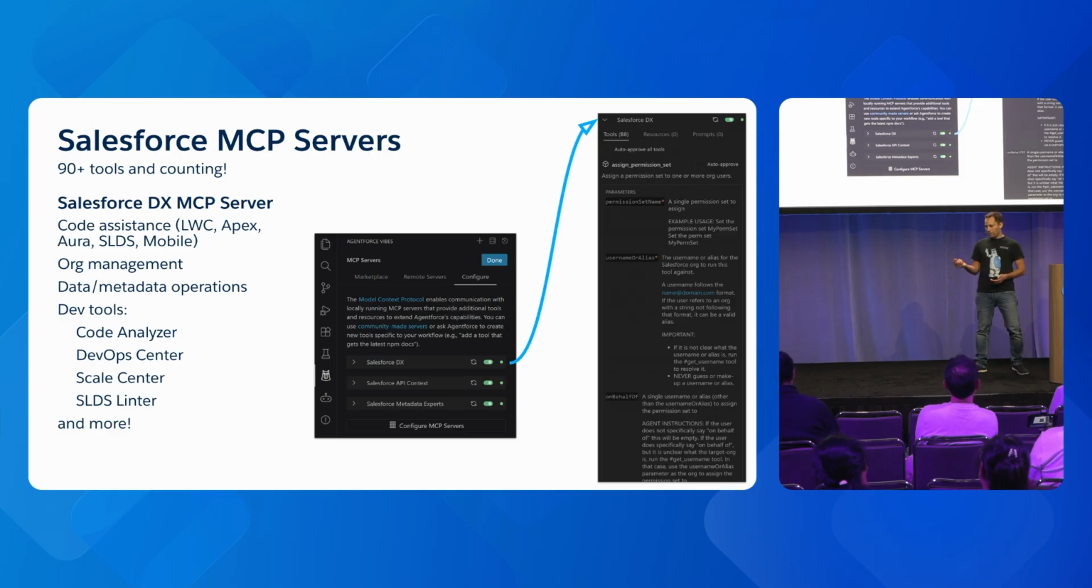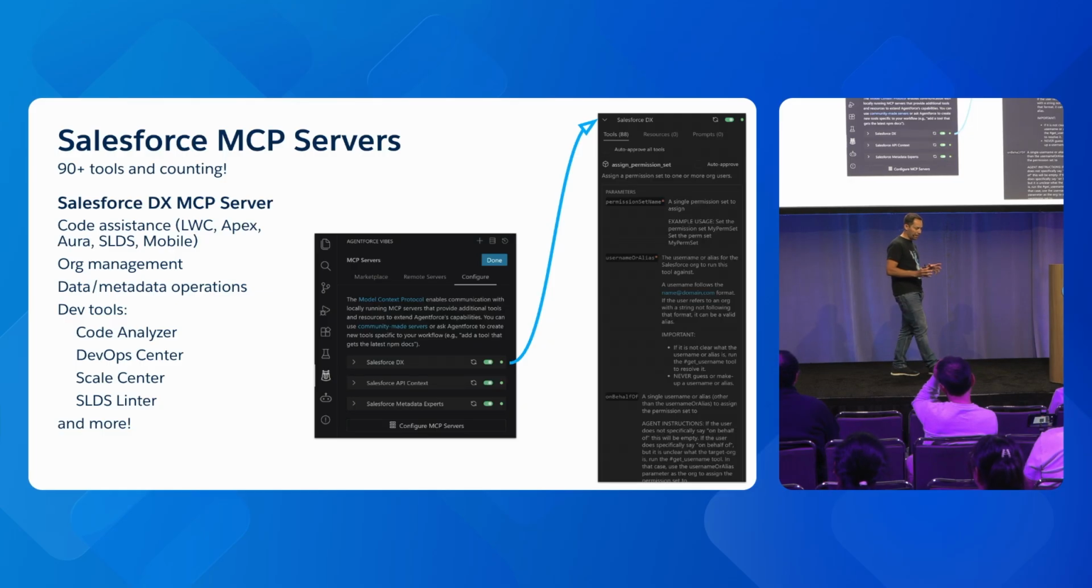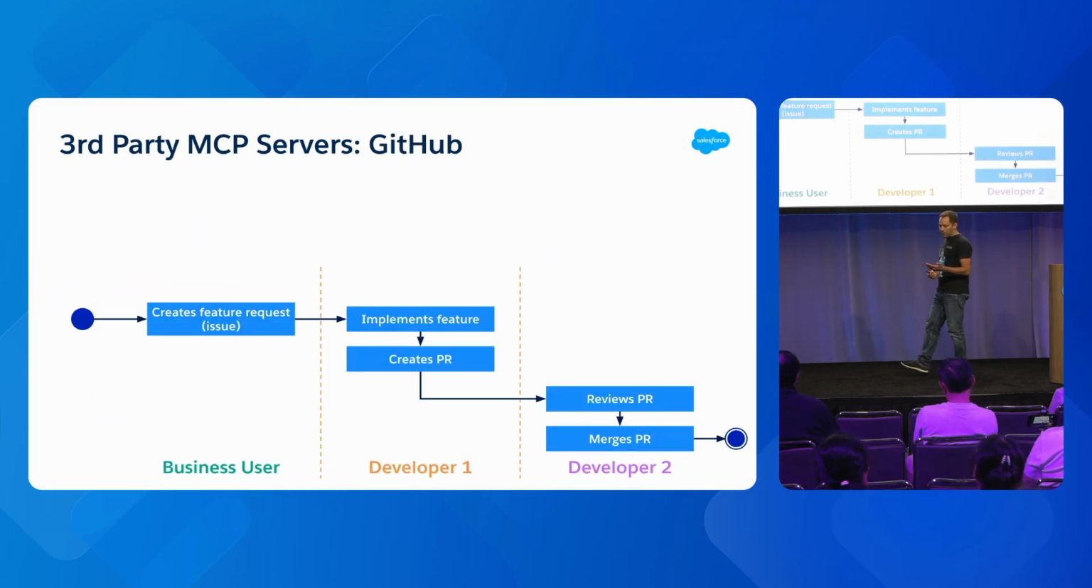So it can run developer tools, but it can also retrieve information and act on your org. Here, for example, you can see how you can call the assign permission set tool to assign a permission set to a given user. These are things that you could do through the Salesforce UI, of course, but also with the APIs. I'm not going to list all the actions. You can take a look at this later on, but it is frequently updated and expands. Now, in addition to this, you also have the ability to bring in third-party MCP servers.